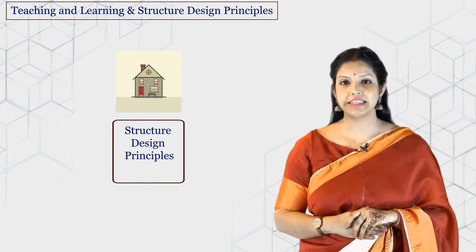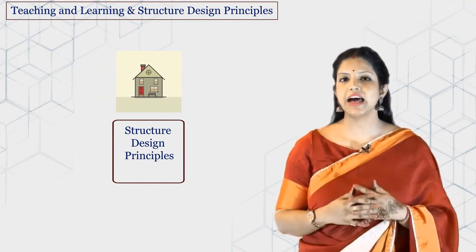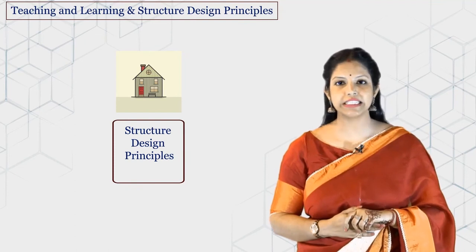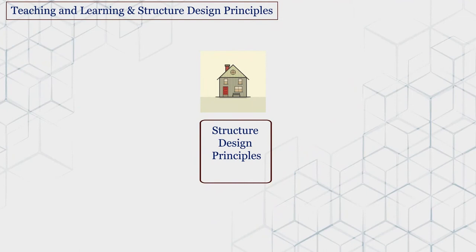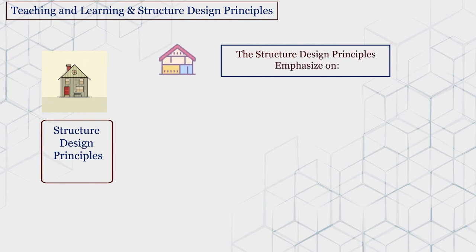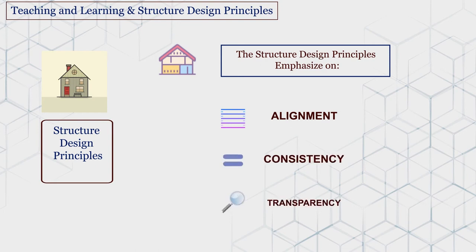Now let us talk about the third set of principles for designing a high-quality and effective competency-based education system. And these are structure design principles. In this section, we will explore the design principles that constitute the infrastructure and capabilities needed in schools to support competency-based education. The structure design principles emphasize three aspects: alignment, consistency, and transparency for a well-functioning competency-based education system.